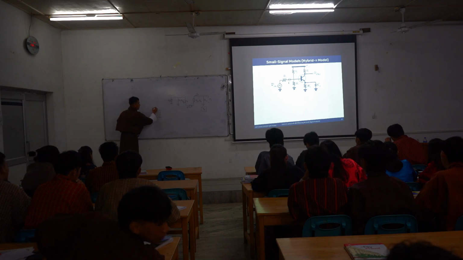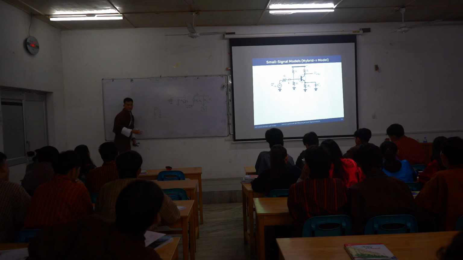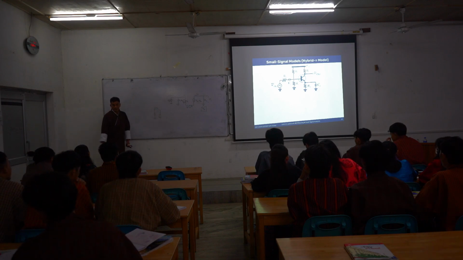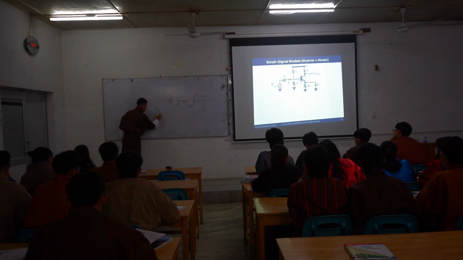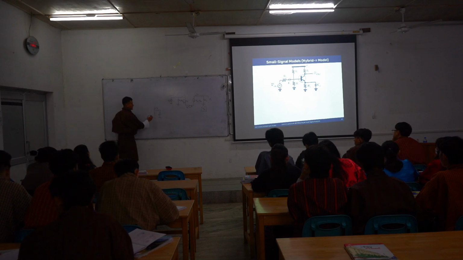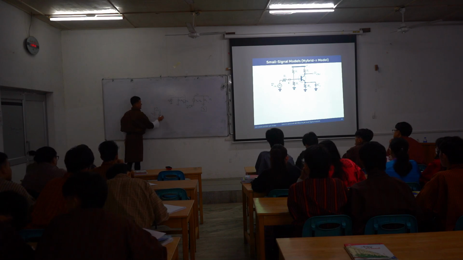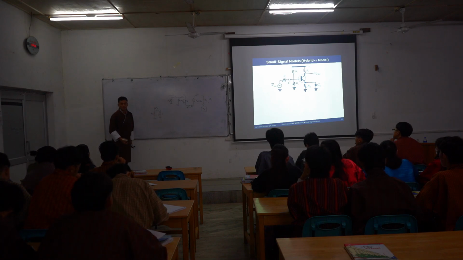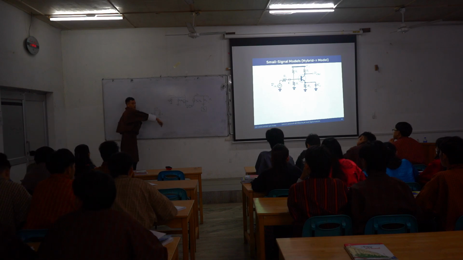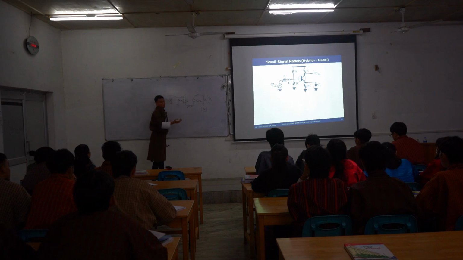So your IE will come from here. That means all of your current will go from here. The resistance here is high, and here there is low resistance, zero resistance. That means all of your current will go through there. That's why your circuit will always remain the same.